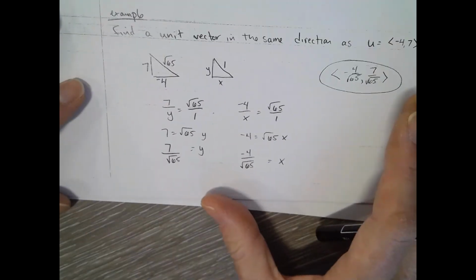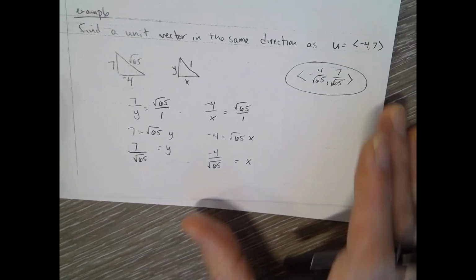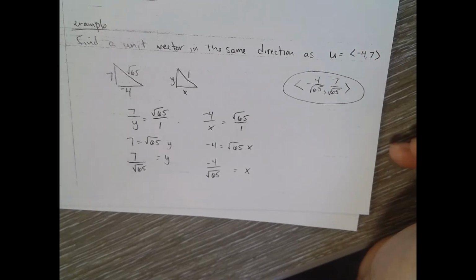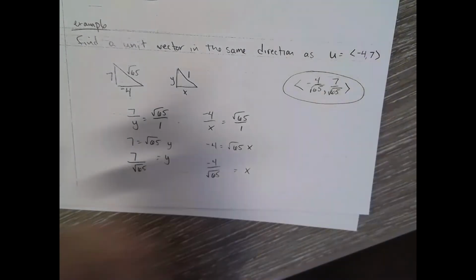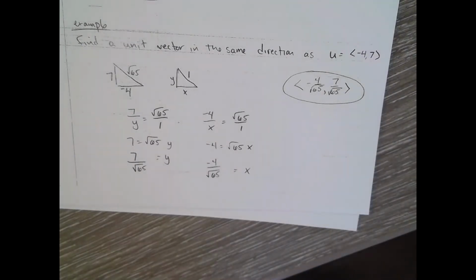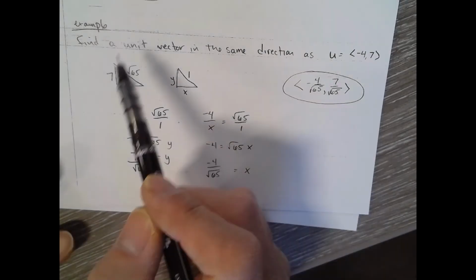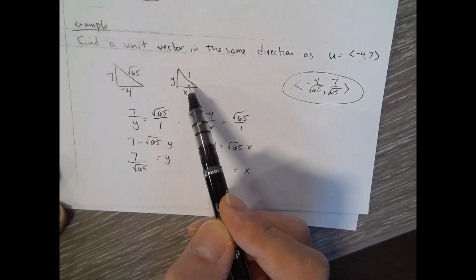Find a unit vector in the same direction as -4, 7. Focus. Okay, so the long way, kind of using our geometry background: unit vector, unit anything means 1. So a unit circle has a radius of 1. A unit vector has a magnitude of 1. So we're looking for a vector like this, but with a magnitude of 1.